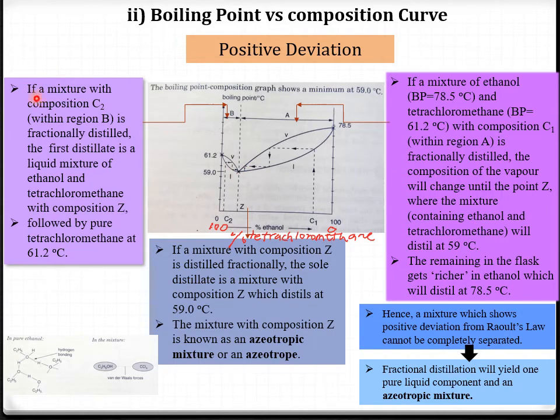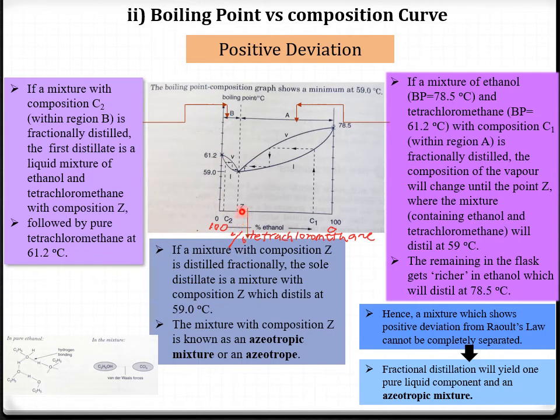If a mixture with a composition C2 in region B is fractionally distilled, the first distillate is a liquid mixture of ethanol and tetrachloromethane with composition Z, followed by pure tetrachloromethane at 61.2 degrees Celsius.